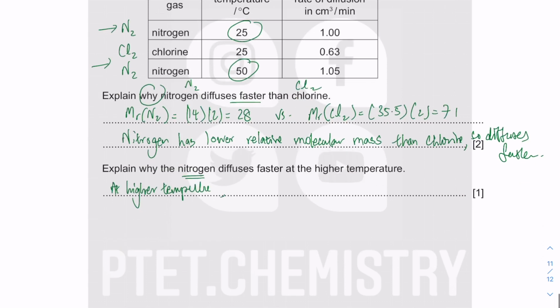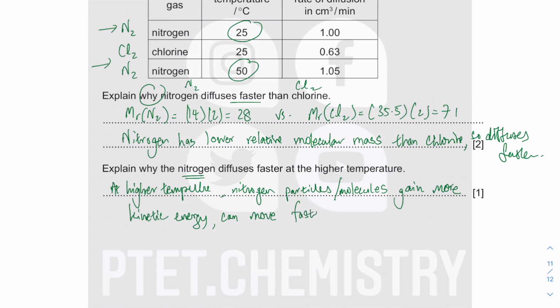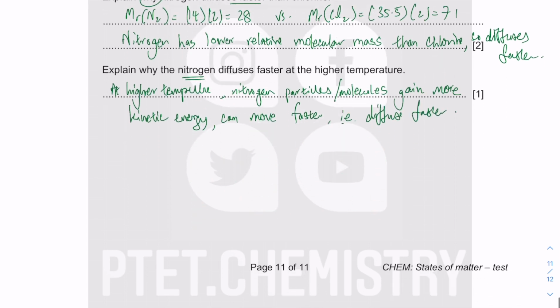At higher temperature, your nitrogen particles, or later on you would use the term molecules, really. Nitrogen particles or molecules. I better spell that properly, just for your future reference. Okay, they gain more kinetic energy. If they gain more kinetic energy, therefore they can move faster, meaning diffuse faster. Okay, so it's to do with your kinetic energy. All right, so that's it.